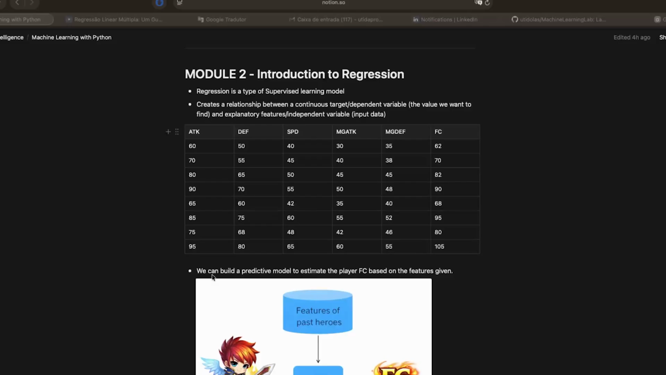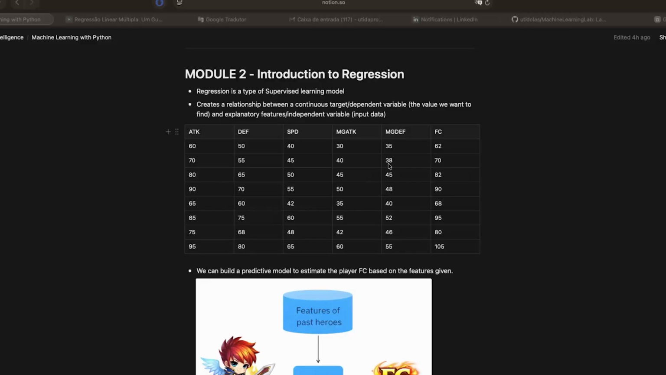So today I'm going to explain regression, what regression is, why it's important in machine learning and how it works using simple examples here. So let's say we have a question like how strong my character would be if I increased the attack and speed, for example. That question is regression basically.